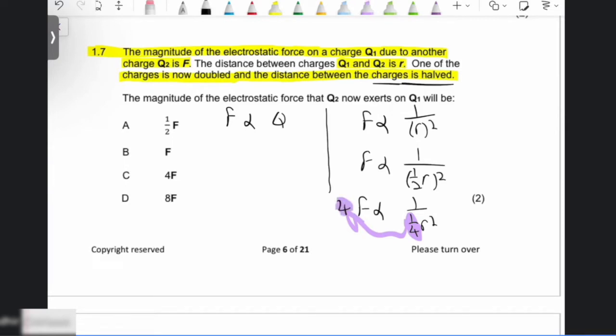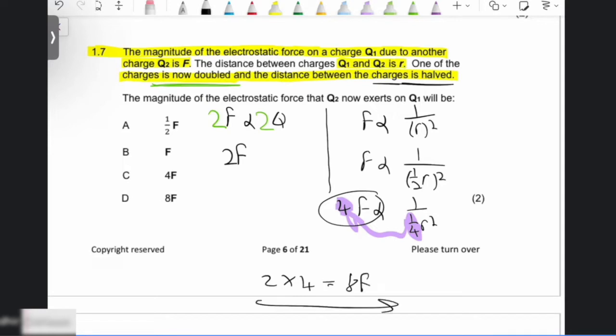Then on this side, they tell us that our charge is now doubled, so our force is now doubled. So here we're dealing with 2F, and here we're dealing with 4F. So it's just 2 times 4, which is going to give us 8F, and that's it, done. That's an easy one. This one you guys have seen often enough, and obviously D is our option there.